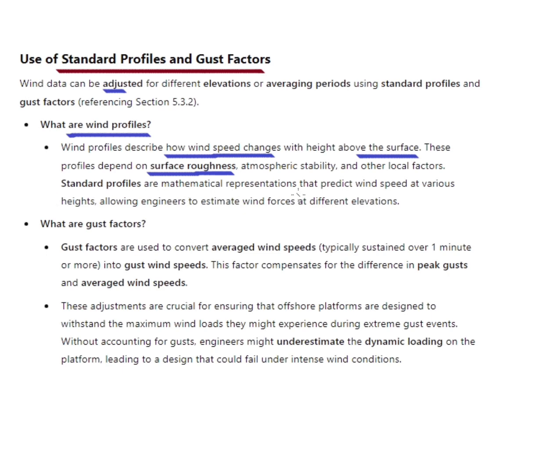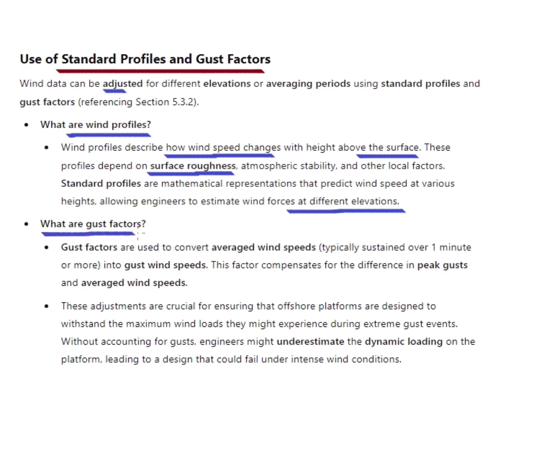Standard profiles are mathematical representations that predict wind speed at various heights. So at different heights, there is different wind speed, that we can represent using some mathematical representation. That's called a standard profile. So that will allow us engineers to estimate the wind forces at different elevations. If we have the different elevations, we can estimate the wind speeds using these standard profiles.